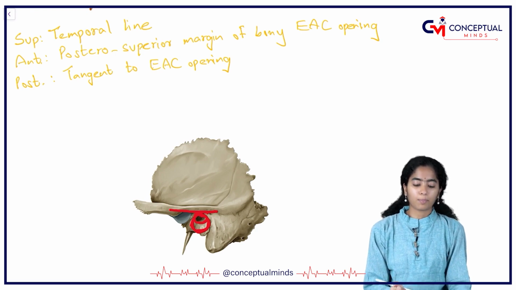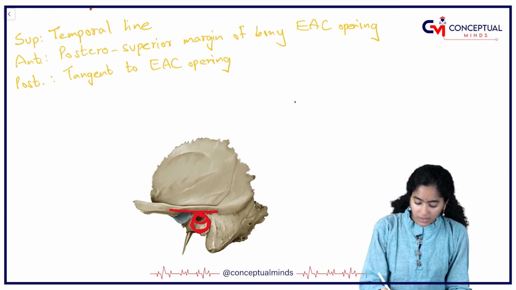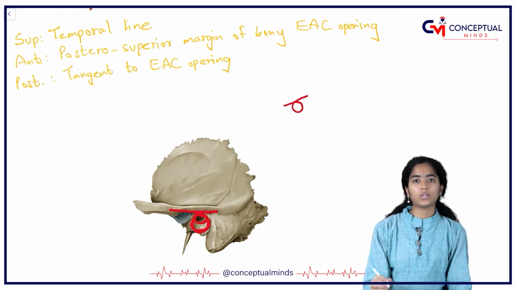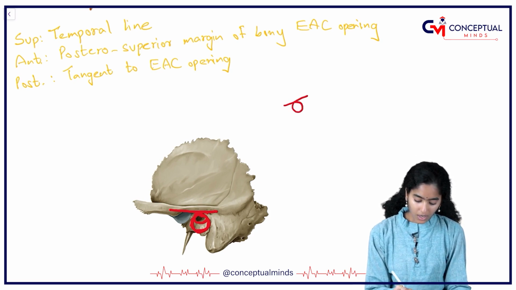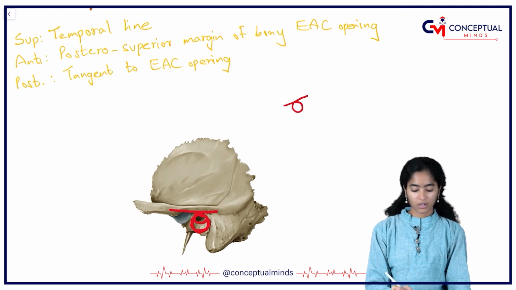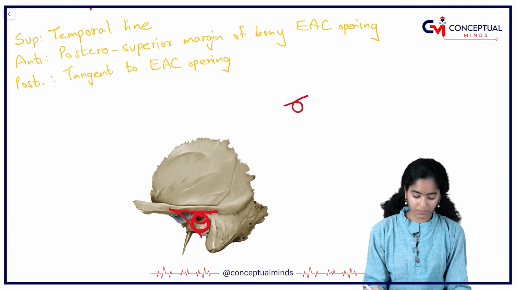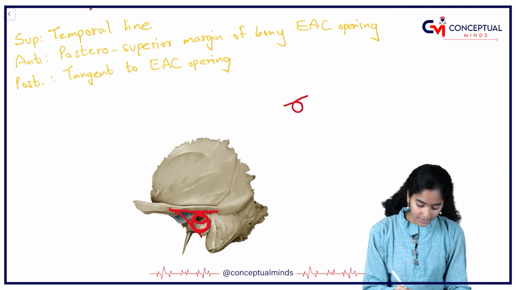And next, the posterior part is a tangent drawn to the external auditory canal. What is a tangent? It is a line that touches a circle at just one point, and it is perpendicular to the radius at that point. So if we consider this to be our anterior border, a tangent drawn to this is somewhat like this. So this area in between is the suprameatal triangle.